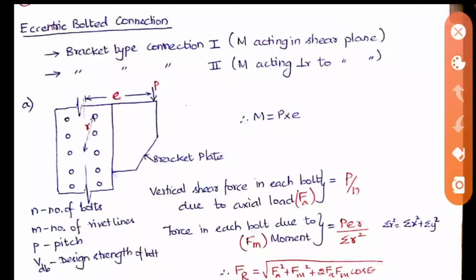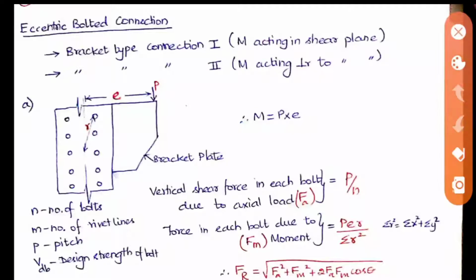First, why did this eccentric connection come up? The load we are applying is said to be a concentric load when its line of action passes through the center of gravity of the bolt or rivet group. But when the load's line of action does not pass through the center of gravity, eccentric connections come in. Normally in beam to column connections this plays an important role, so that's why we are talking particularly about eccentric connections.